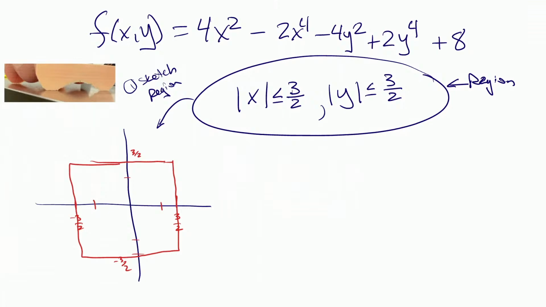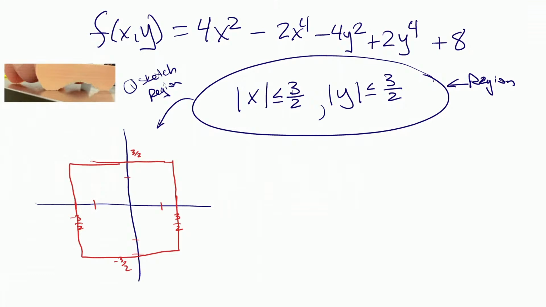So if you think of taking this thing and looking at it from the top down or the bottom up, it's a big square. That's all it is. So we've got this square region. So that's step 1, sketch the region.